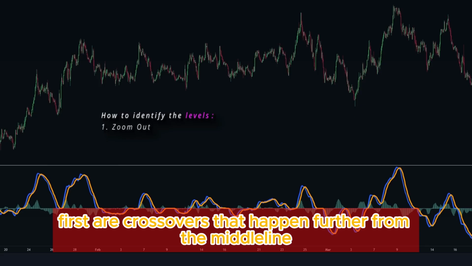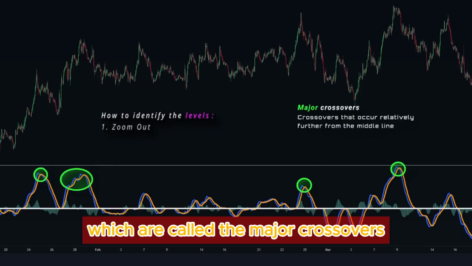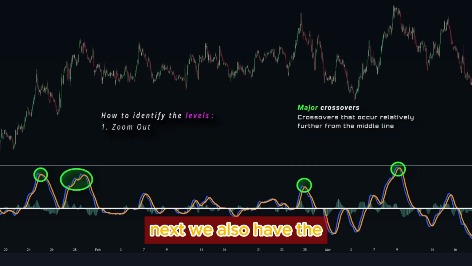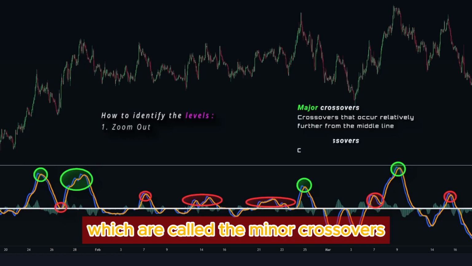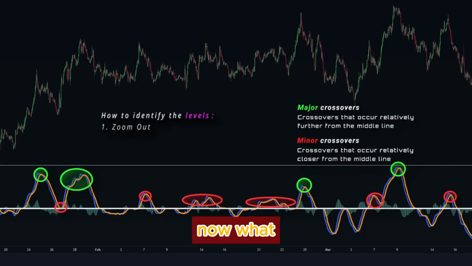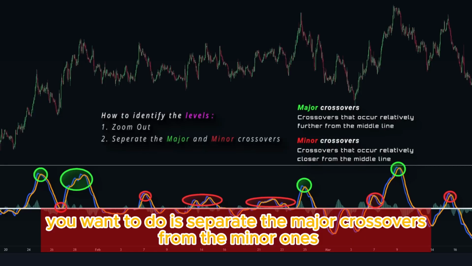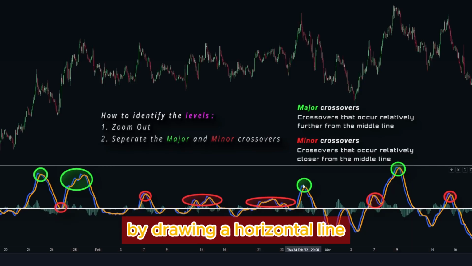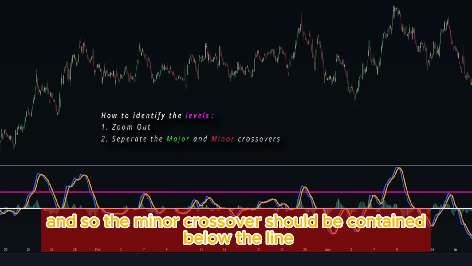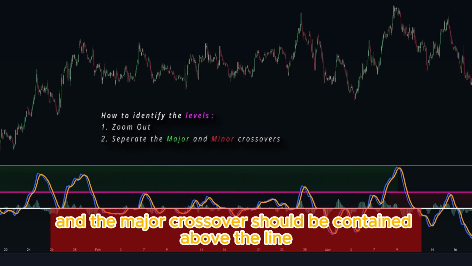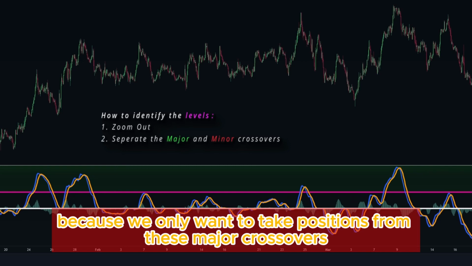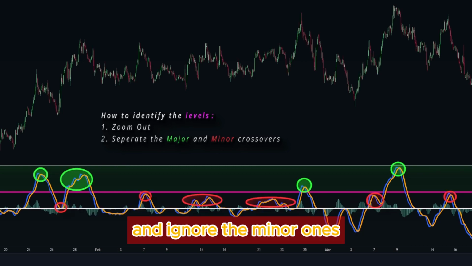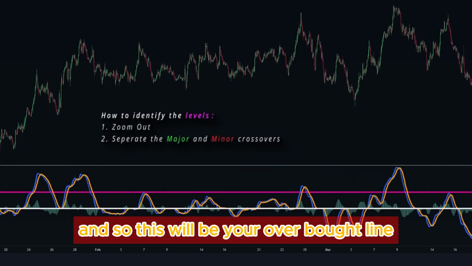First are crossovers that happen further from the middle line, which are called the major crossovers. Next, we also have the smaller crossovers that are happening closer to the middle line, which are called the minor crossovers. Now, what you want to do is separate the major crossovers from the minor ones by drawing a horizontal line. And so the minor crossover should be contained below the line, and the major crossover should be contained above the line. Again, the reason for this is because we only want to take positions from these major crossovers and ignore the minor ones. And so this will be your overbought line.